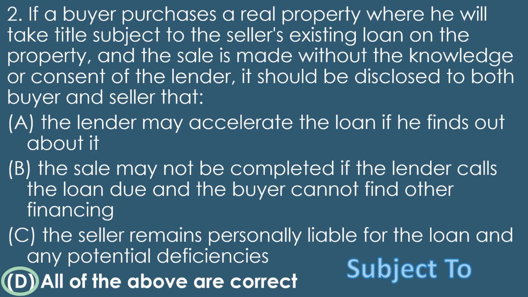Now, you probably won't ever come across this once you're actually licensed because they really stopped happening. They were more prevalent with FHA loans until about 87, when the due on sale clause really became a thing. So really important to know about that. So all of the above are correct when it comes to the subject to loan. So let's move on.